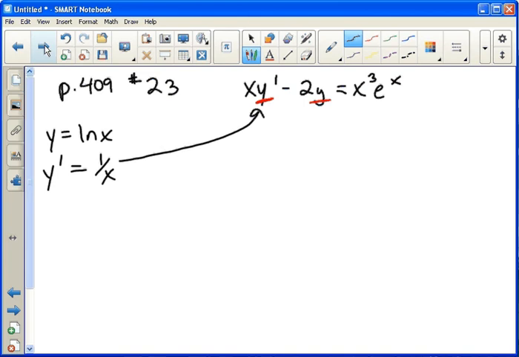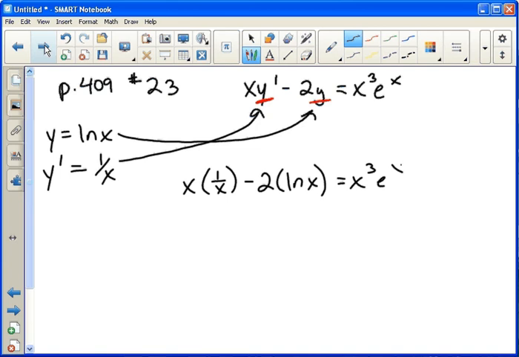x times y prime minus 2 times y. Okay, x times 1 over x is 1, and then 2 times natural log of x is just 2 natural log of x. And those two sides look nothing alike, so this is clearly not a solution. This left side over here should turn into x cubed e to the x if it is going to be a solution. So this turns out that y equals natural log of x is not a solution.